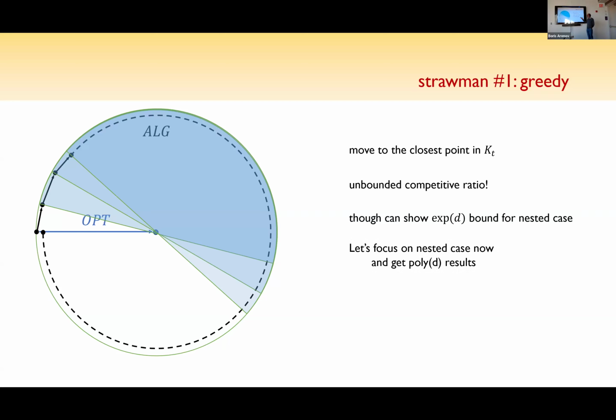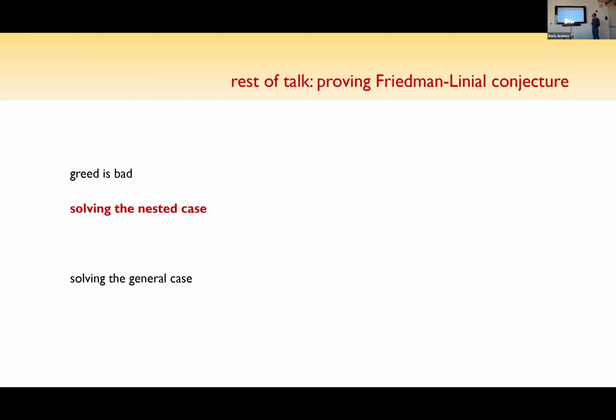So what I want to do now is focus on the nested case and give you a poly d result. Because somehow, in talking to people, it seems understanding the nested case was not articulated as a problem before 2019. In fact, I remember being at a workshop where this problem was discussed, and we were like, oh, how about the nested case? And we hadn't studied the nested case. But anyways, good for us.